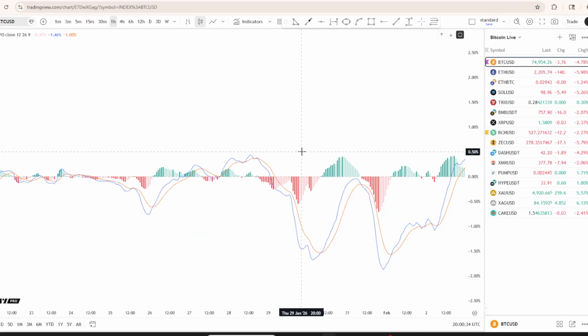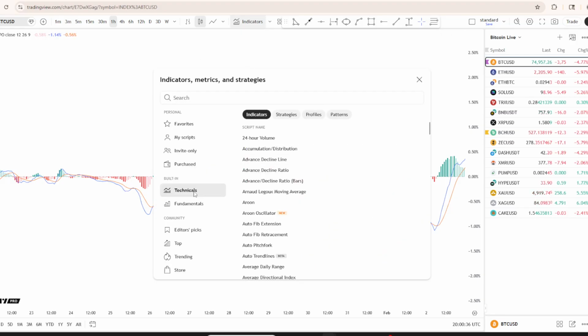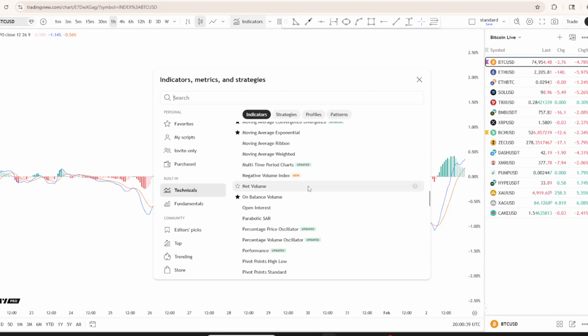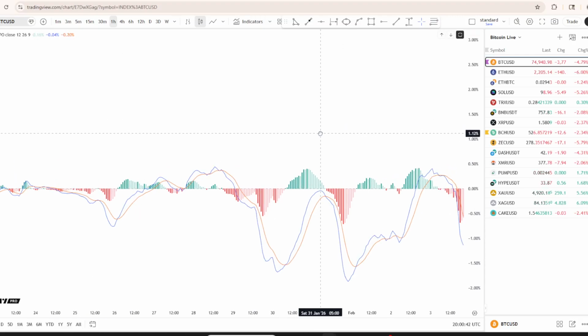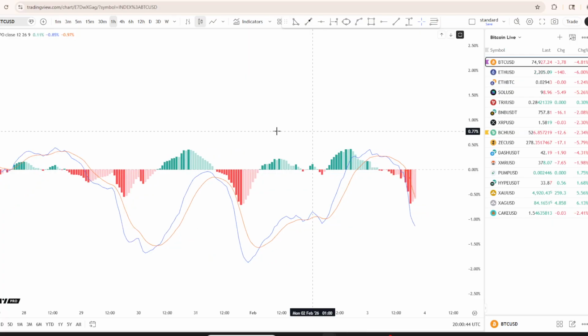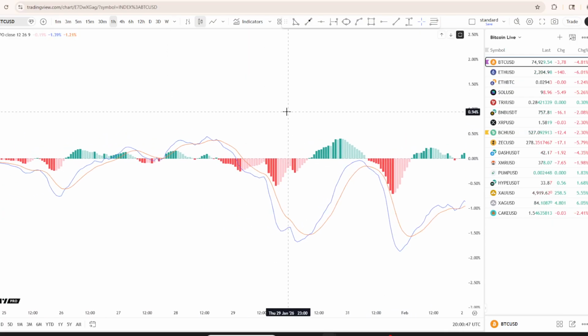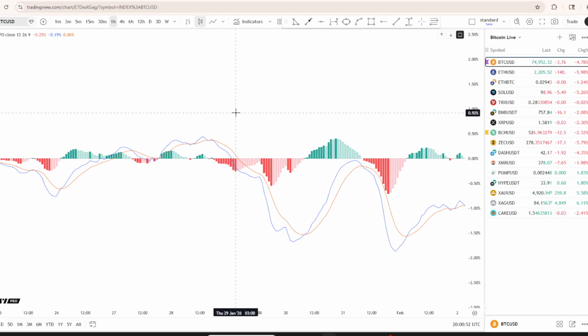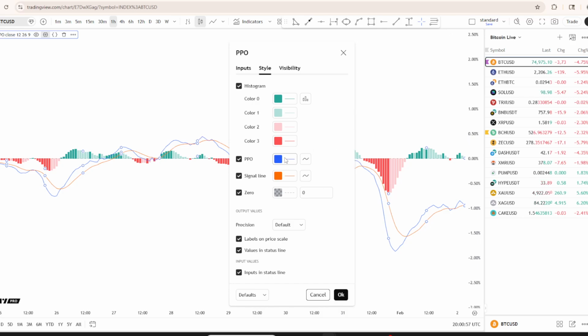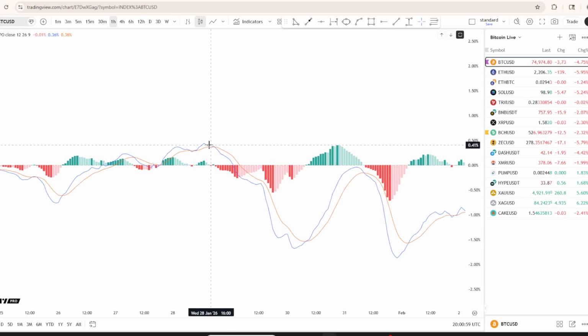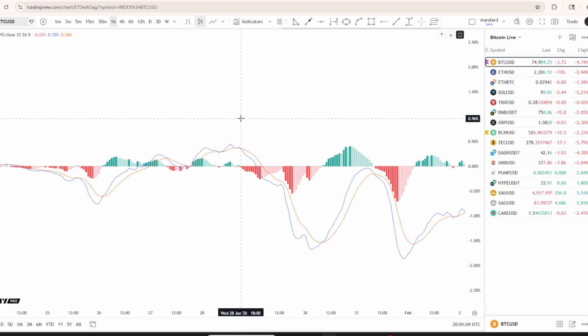Now, let's pull it up and take a look at it. You go to TradingView, you go to Indicators, Technicals, you scroll down to Percentage Price Oscillator. It really looks exactly like the MACD. You've got the histogram, you've got your signal line, and then you have here the PPO line. Let's pull it up and we'll show you the settings. The PPO line is the blue line, and that is essentially the difference between the 26 and the 12 EMA. As a reminder, EMA means exponential moving average, more price weighting given to the recent price action.